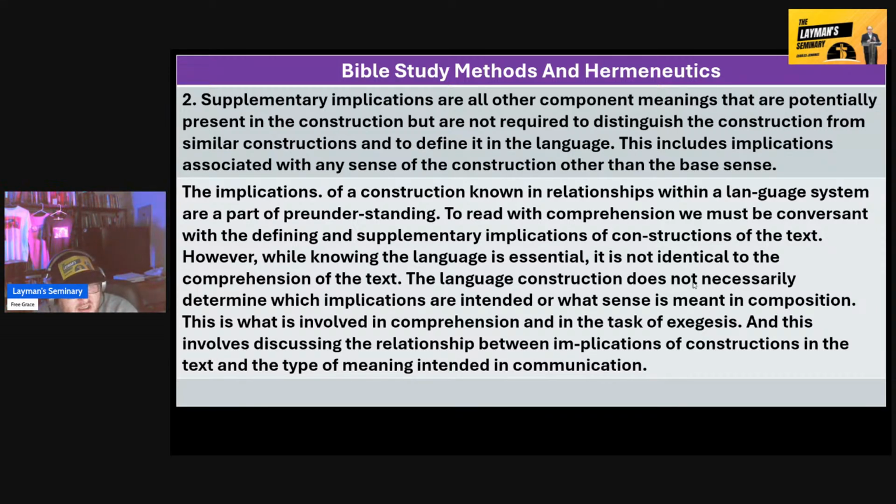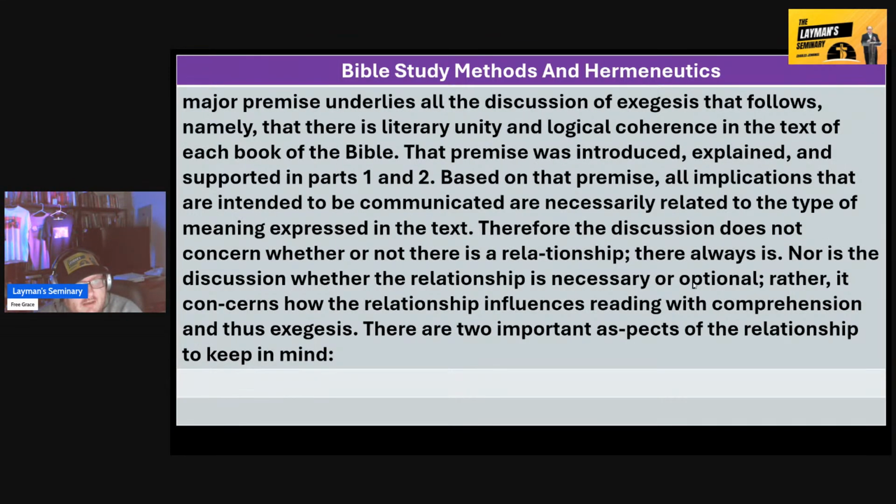However, while knowing the language is essential, it's not identical to the comprehension of the text. The language construction does not necessarily determine which implications are intended or what sense is meant in composition. This is what is involved in comprehension in the task of exegesis, and this involves discussing the relationship between implications of constructions in the text and type of meaning intended in communication. A major premise underlies all the discussion of exegesis that follows, namely, that there's a literary unity and logical coherence in the text of each book of the Bible. That premise was introduced, explained, and supported in parts 1 and 2.